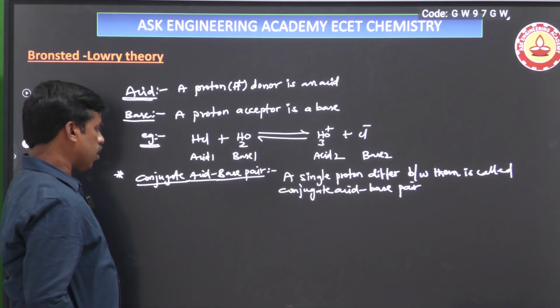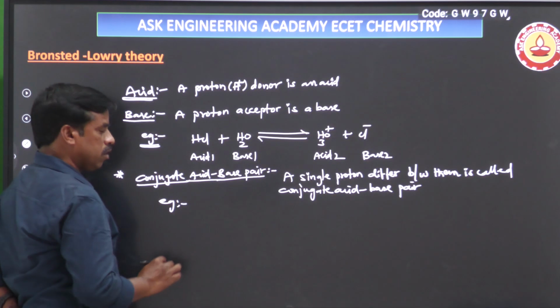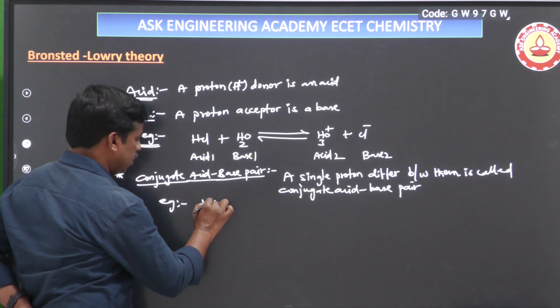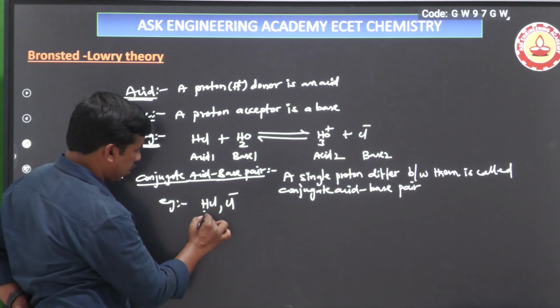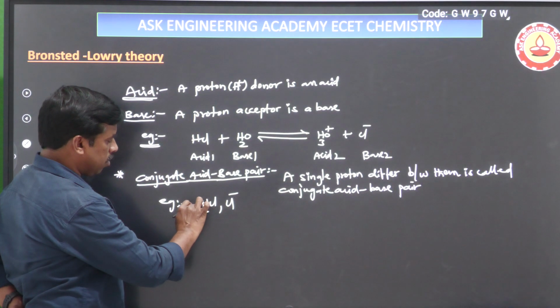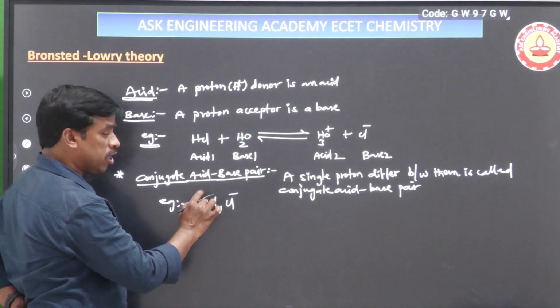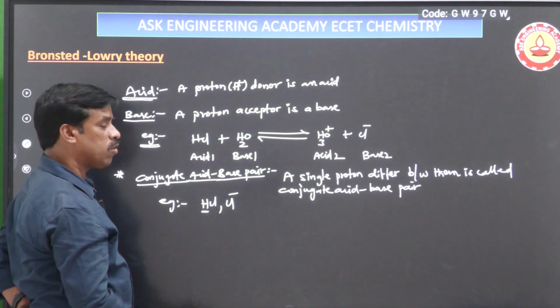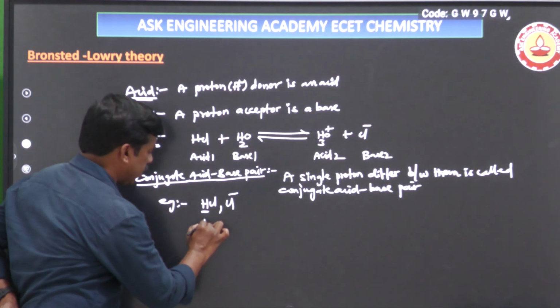Okay. Here what is a conjugate acid base pair? Here I am writing examples. Check it: HCl, Cl minus. How many protons differ? Only a single proton differs. Observe these two, hydrochloric acid and Cl minus ion. Only one proton differs between them. It is called what more? Conjugate acid base pair.